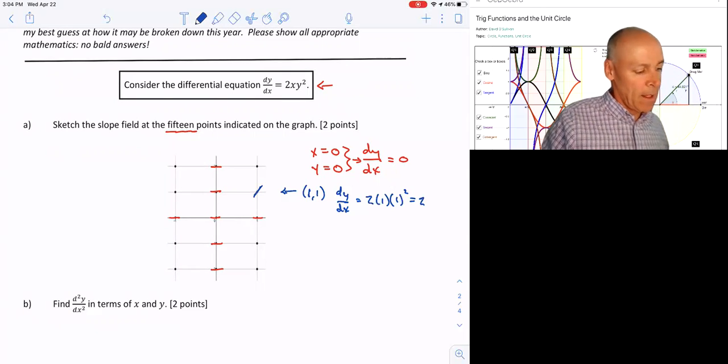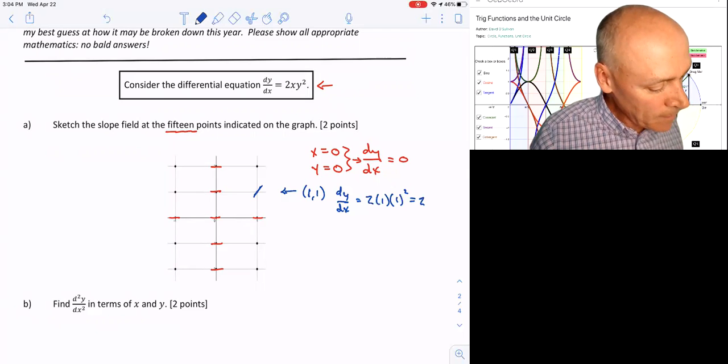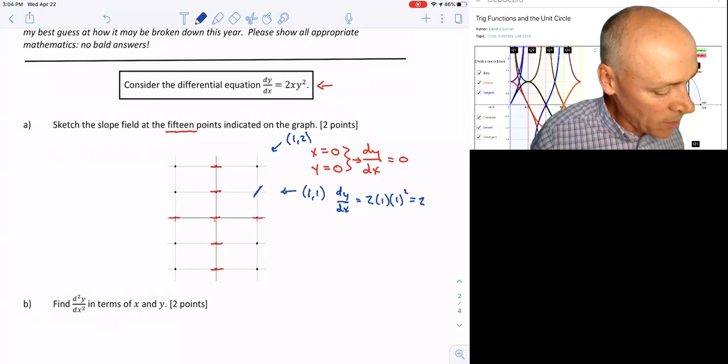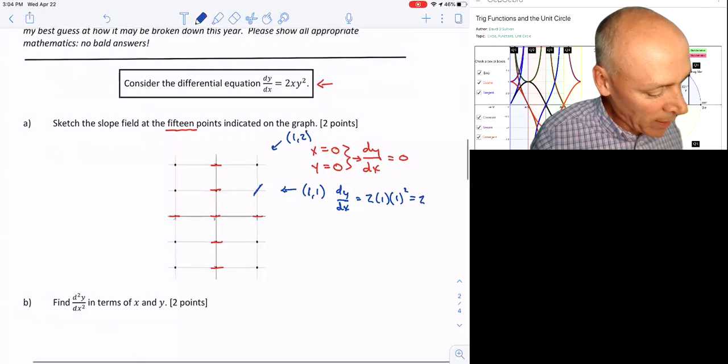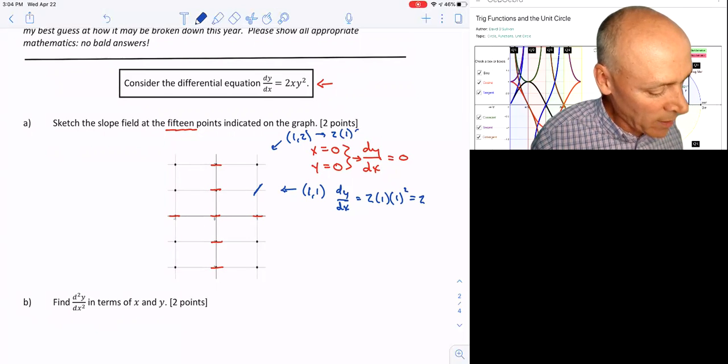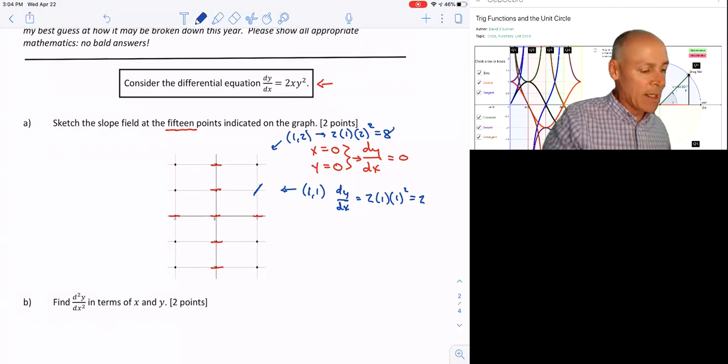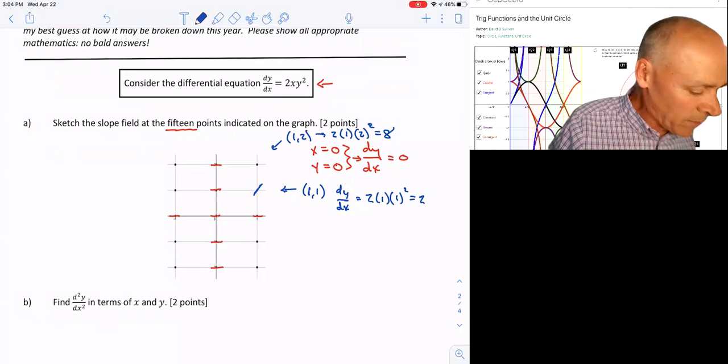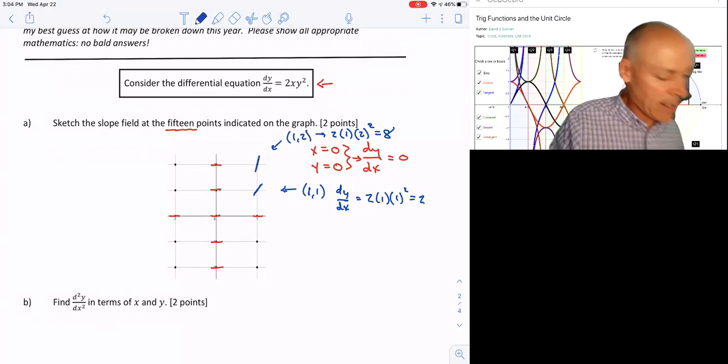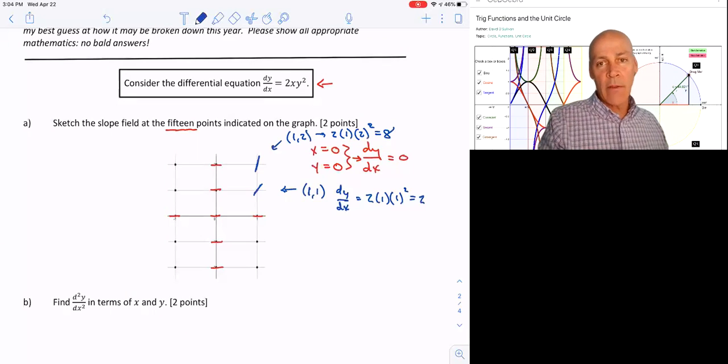If I go to the one right above it, that has the coordinates 1, 2. Again, dropping it into my differential equation, that's going to be 2 times 1 times 2, the y-coordinate squared, which is going to be 8. So that one has to have a slope of 8. I'm going to say that line right there has a slope of positive 8.